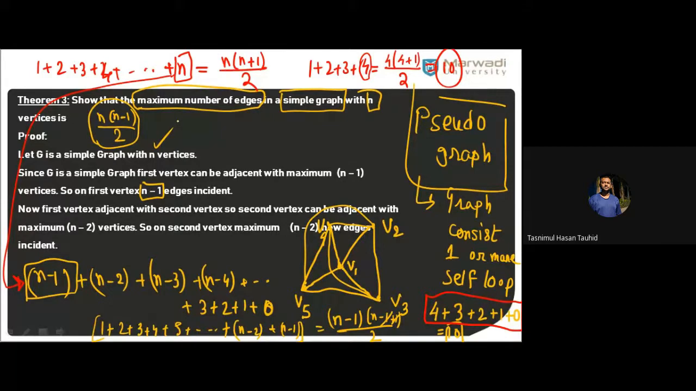From V1 we can connect V2, we can connect V3, we can connect V4, we can connect V5, that is 4. Is there any other possibility? No, because in a simple graph we cannot connect V1 to V1, self loop is not allowed. We cannot connect V1 to V3 a second time, parallel edges are not allowed. Since it is a simple graph, the maximum possibility is 4, which means n minus 1.